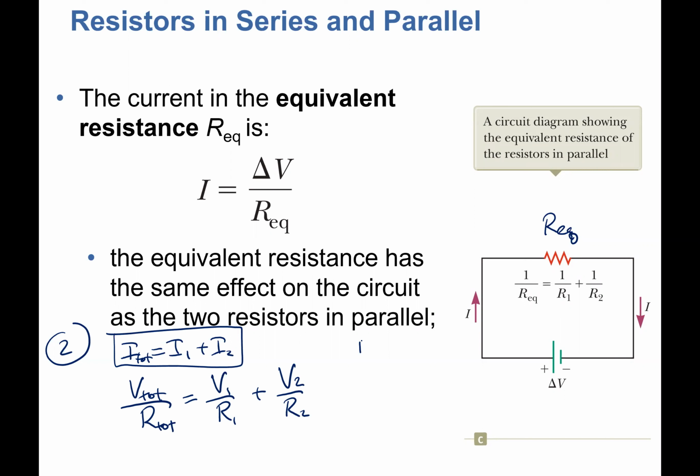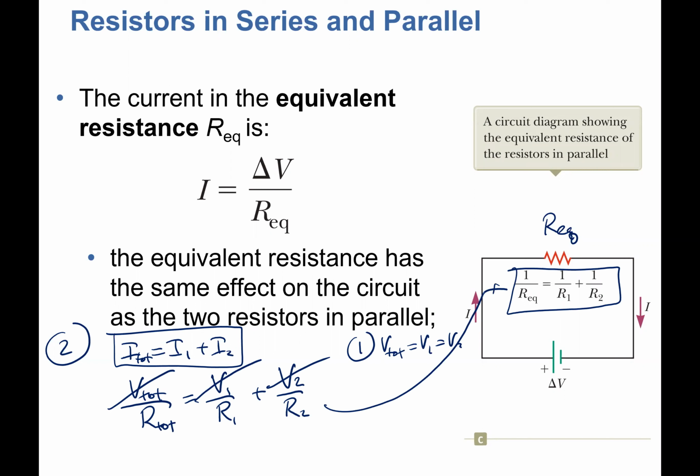But condition 1 tells us that V total is the same as V1 is the same as V2. That means I can cancel them, and if I cancel them, I get this equation: 1 over R equivalent equals 1 over R1 plus 1 over R2. In this case, R equivalent is less than R1 or R2, because you decrease the total resistance in the circuit.